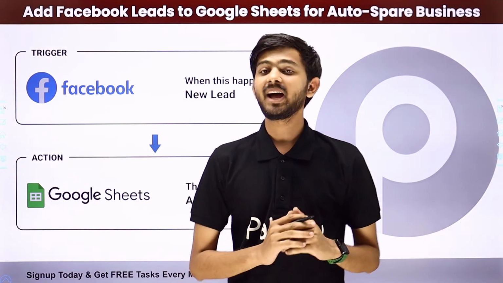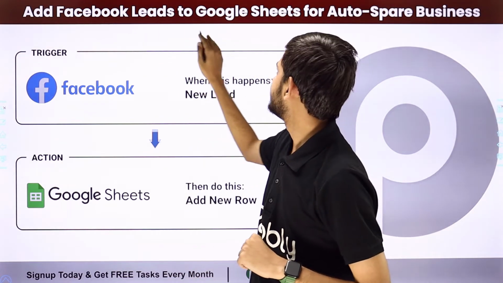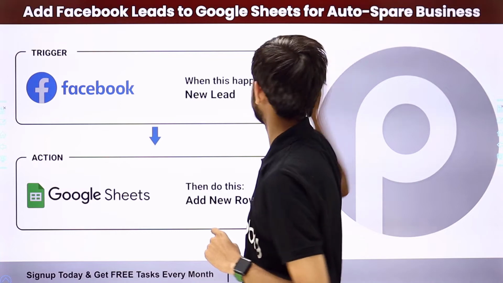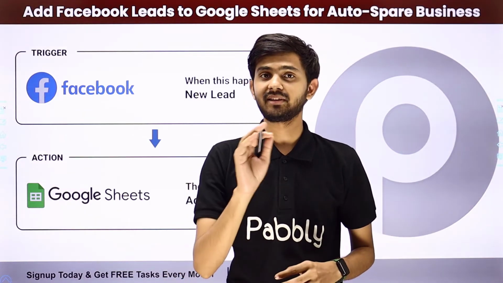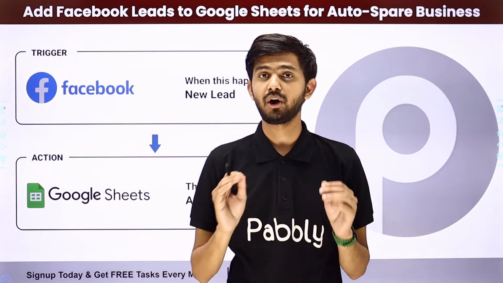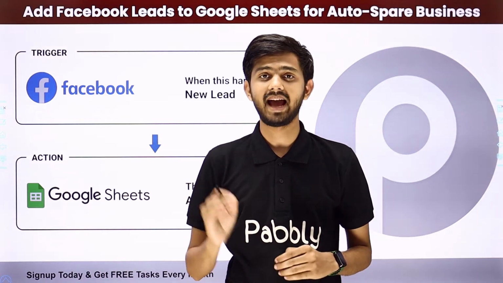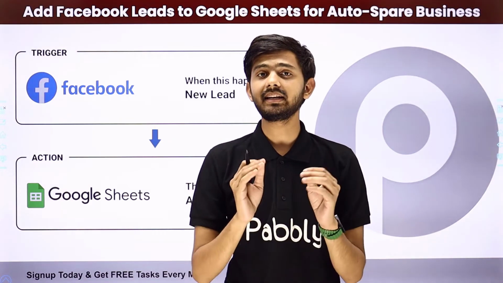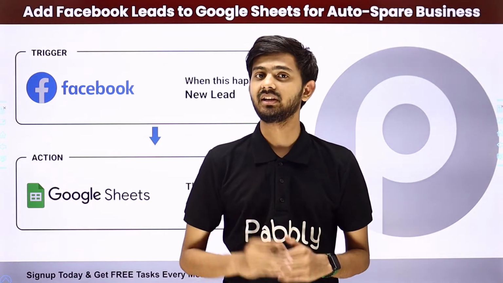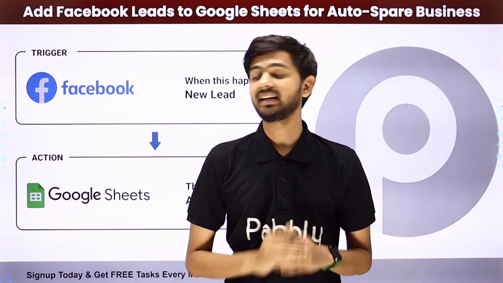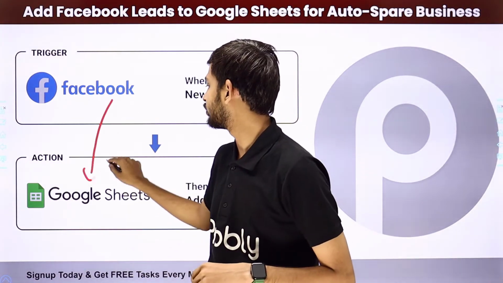Hello everyone, today our topic is how to add Facebook leads to Google Sheets for auto-spare business. So here our objective is that whenever I get a new Facebook lead for my auto-spare business in Facebook Lead Ads, then I want to add these lead details automatically in my Google Sheet. So for that, I will create an integration between Facebook Lead Ads and Google Sheets.